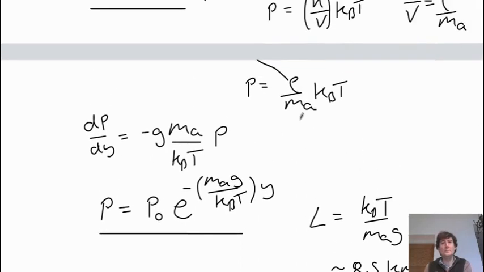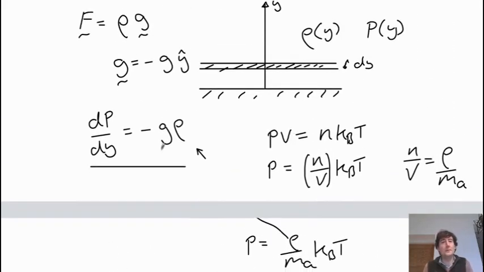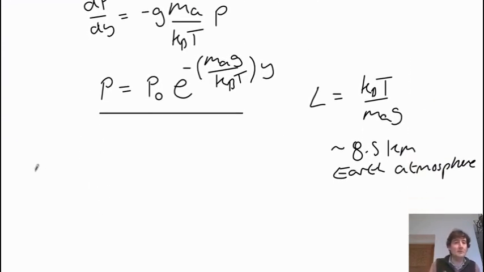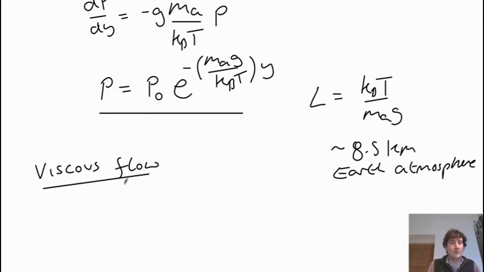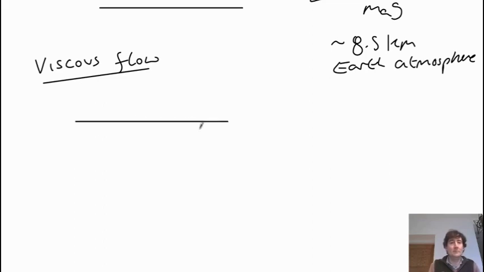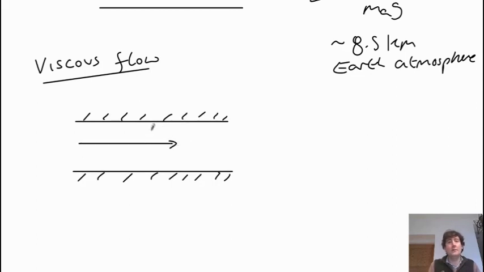So this is just a simple example of an equilibrium system where we have a pressure gradient balancing an external force. A slightly more complicated example is where we have a viscous flow. In particular, we're going to look at a case where we have flow between two parallel plates. So we have two plates like this, and these are solid plates. And then we have flow down the middle. We're going to assume that this is a very long plate compared to its width, which is going to be called L.